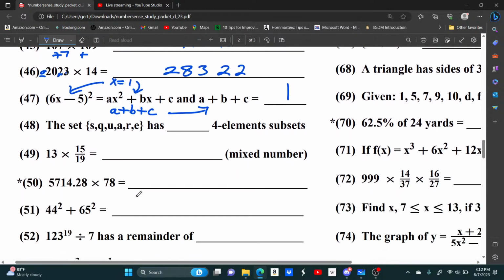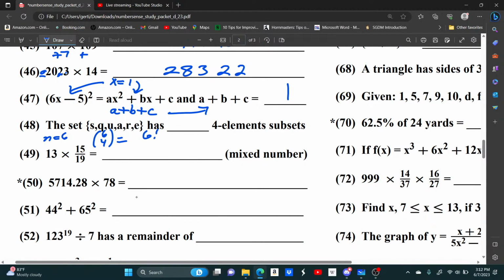Okay, 48. The set SQUARE has how many 4-element subsets? All right, so this has 6 elements, and I'm trying to find the number of 4-element subsets. In other words, how many ways can I pick 4 elements out of these 6 elements, which is just a combination. That's 6 choose 4.